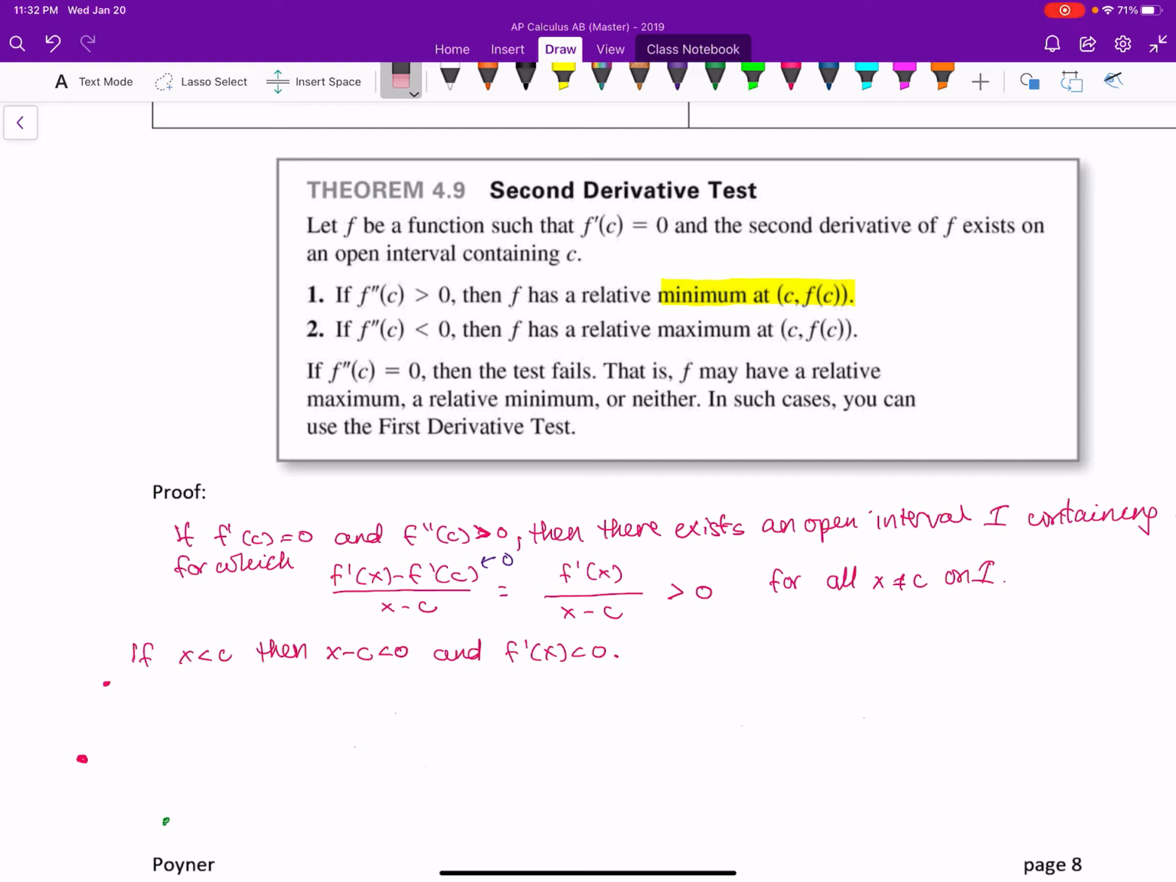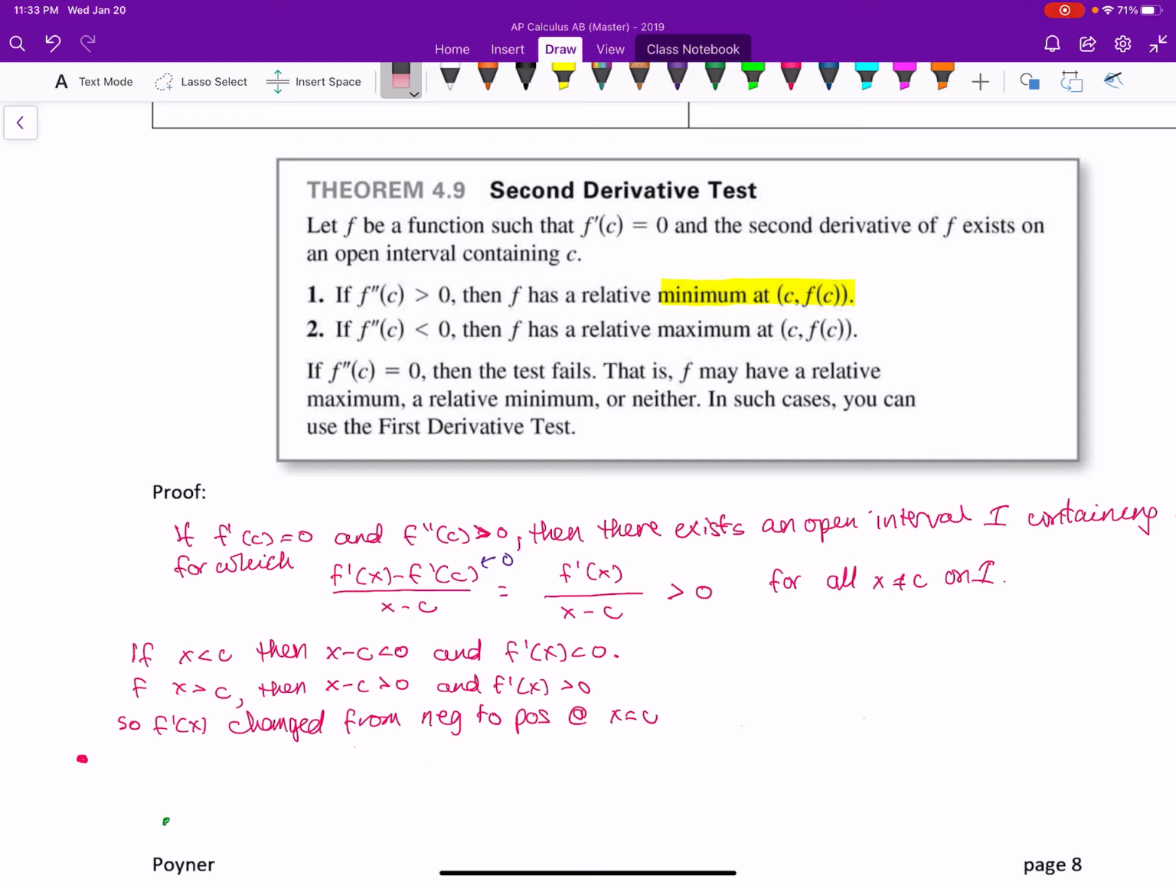And then if x is less than c, then x minus c is less than 0, and f prime of x is less than 0. That means then if x is greater than c, then x minus c is greater than 0, and f prime of x has to be greater than 0 for that to be the case. So f prime changed from negative to positive at x equals c. That's the only thing, right?